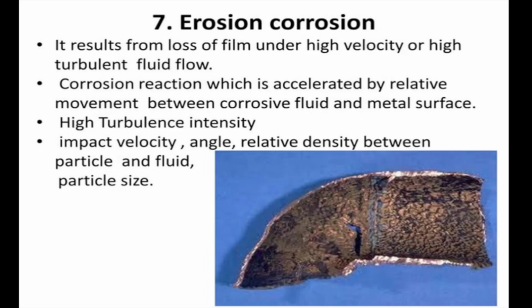Now one more important criterion is high turbulence intensity. Turbulence, that is the chaos, whenever the fluid is moving through the pipeline or closed channel, turbulence should be there. Impact velocity, the angle, the relative density between the particle and the fluid, the size of the particles present, etc. are also very important in considering erosion corrosion.